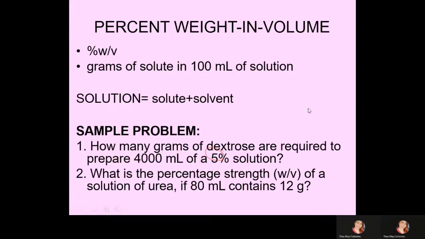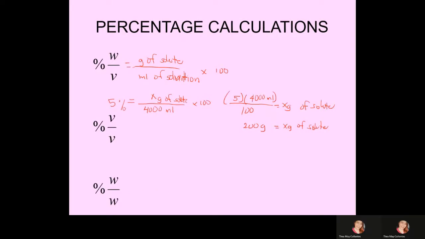Next, the problem was: what is the percentage strength weight per volume of a solution of urea if 80 ml contains 12 grams? With this one, they are indicating that your 80 ml is the total ml of your solution. So just substitute directly to this formula. So this is the number 1 problem. This is the number 2 problem.